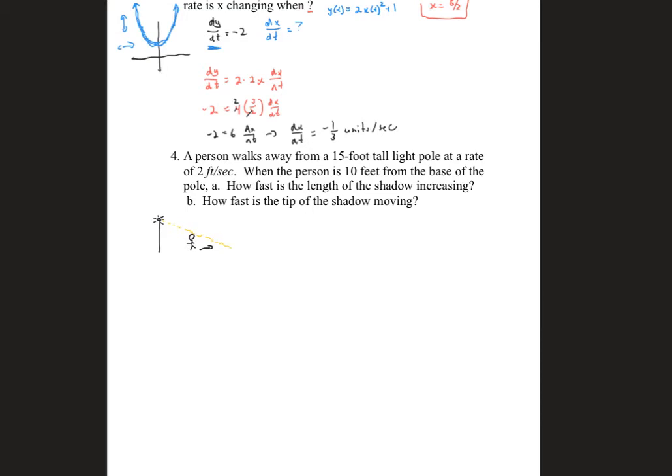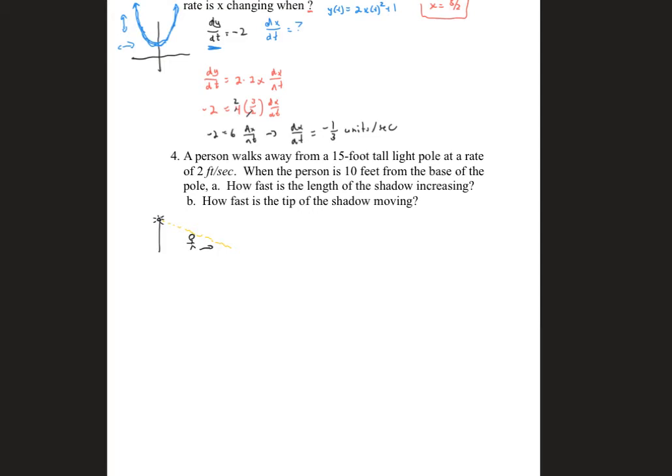When the person is 10 feet from the base of the pole, we want to know first, how fast is the length of the shadow increasing? And secondly, how fast is the tip of the shadow moving? These are tricky questions here.